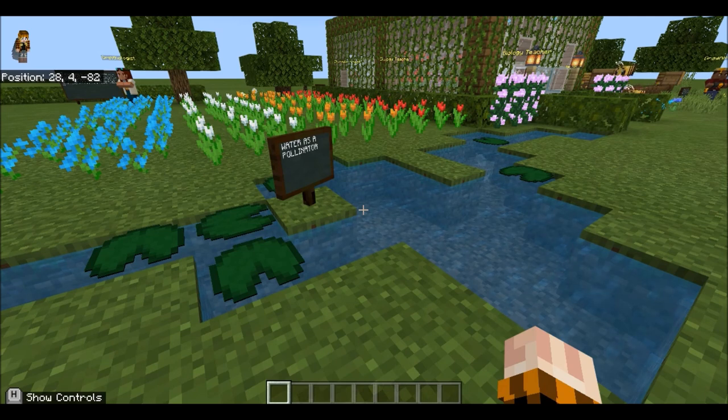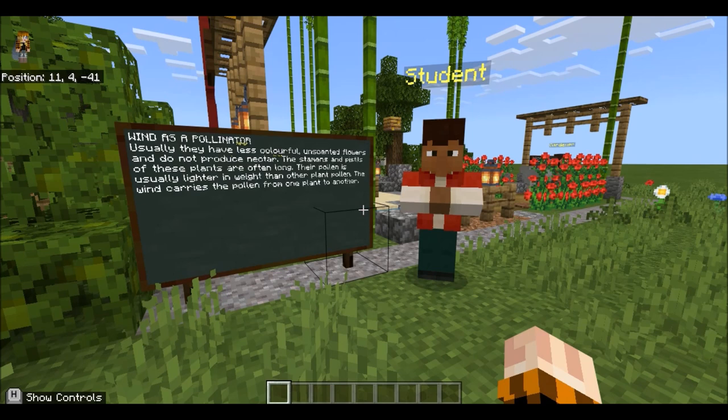What about aquatic plants? I've never seen bees swimming inside water. How are they pollinated? They are pollinated by water. Hence, water is an agent of pollination. In addition, wind also acts as an agent of pollination. Now let us learn about wind as a pollinator. Usually, they have less colorful, unscented flowers and they do not produce nectar. The stamens and pistils of these plants are often long. Their pollen is usually lighter in weight than other plant pollen, and the wind carries the pollen from one plant to another.